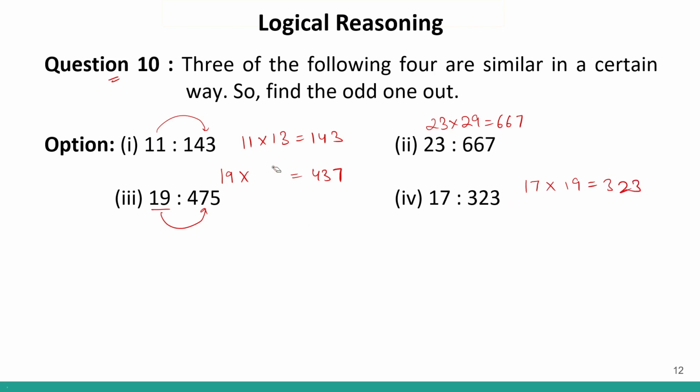So, when I look over here, I can see that basically we are multiplying a prime number with the next prime number, correct? 11 and 13. Similarly, 23 and 29, 17 and 19. But over here in option number 3, if we multiply 19 by the next prime number, that is 23, we will get 437. So this is the odd one out. Therefore, option number 3 will be the correct answer to this question. Clear?